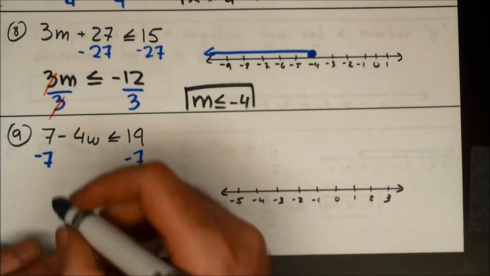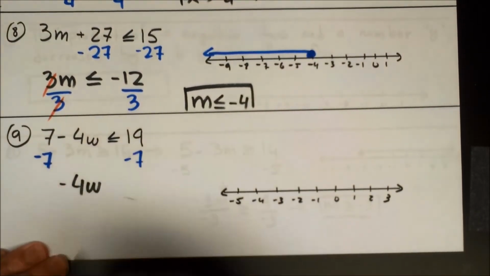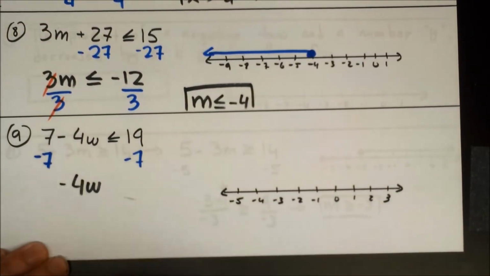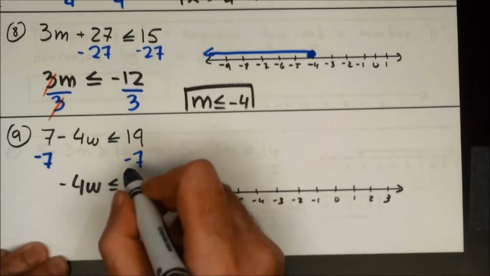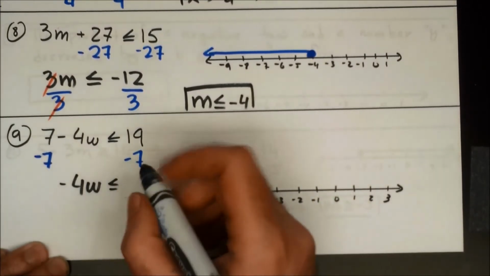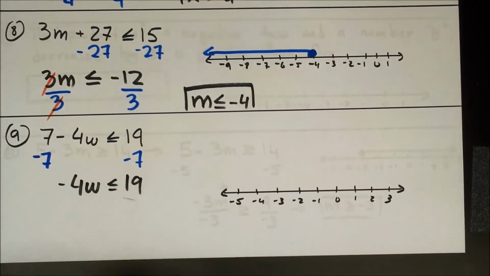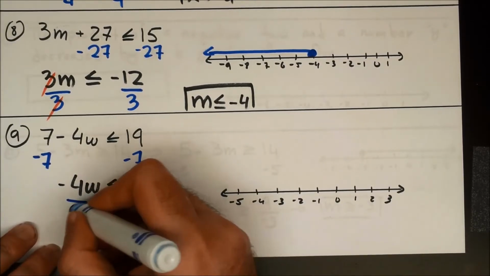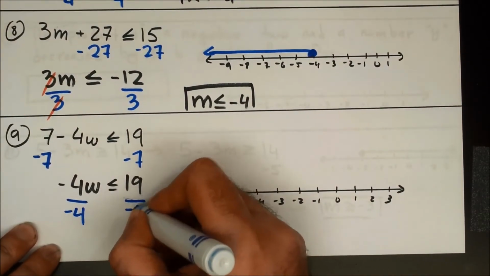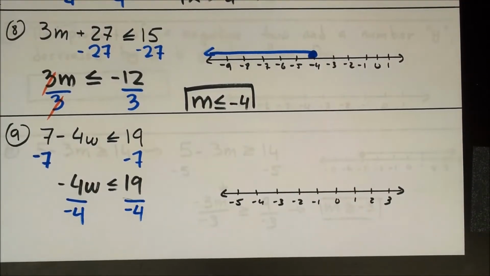When I do that, I'm left with negative 4w. My sign did not flip because I simply subtracted something. Even though there's a negative number, I'm subtracting, so that does not break the rule. Anyways, rule not broken. Now I've got a multiplication of w and negative 4. I've got to get rid of that, so the opposite of multiplying by negative 4 is dividing by negative 4. Ooh, am I multiplying or dividing by a negative? Why, yes I am. That is division by negative 4.